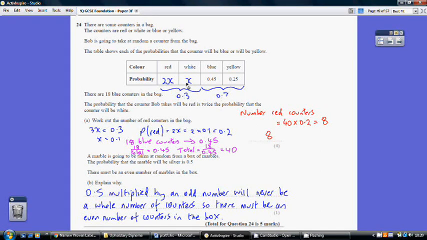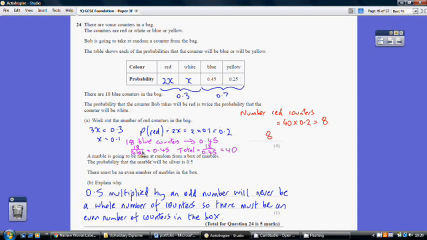So 2x plus x, 3x, equals 0.3. So x equals 0.1. So the probability of getting a red is 2x, 2 lots of 0.1, which is 0.2. Now that's great, but I need to work out the number of red counters in the bag. So it's going to be 0.2 times the number of counters in the bag. So I now need to figure out the number of counters in the bag. Now I'm told that there are 18 blue counters in the bag, and the probability of me selecting a blue counter is 0.45.